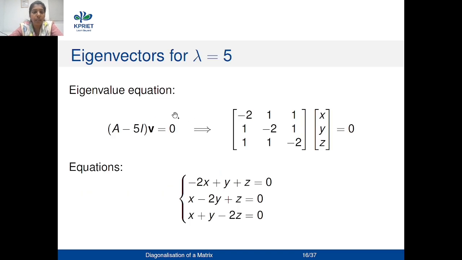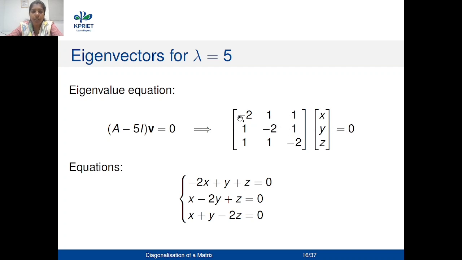Now let us find the eigenvectors. For the eigenvalue 5, I have to consider the structure A minus 5I into V, where V is nothing but the eigenvector x, y and z. So I have to consider A minus 5I. In that matrix, in the diagonal numbers, you should subtract 5. So I am getting this matrix. Now I consider the vector, multiply it and equate it to 0.